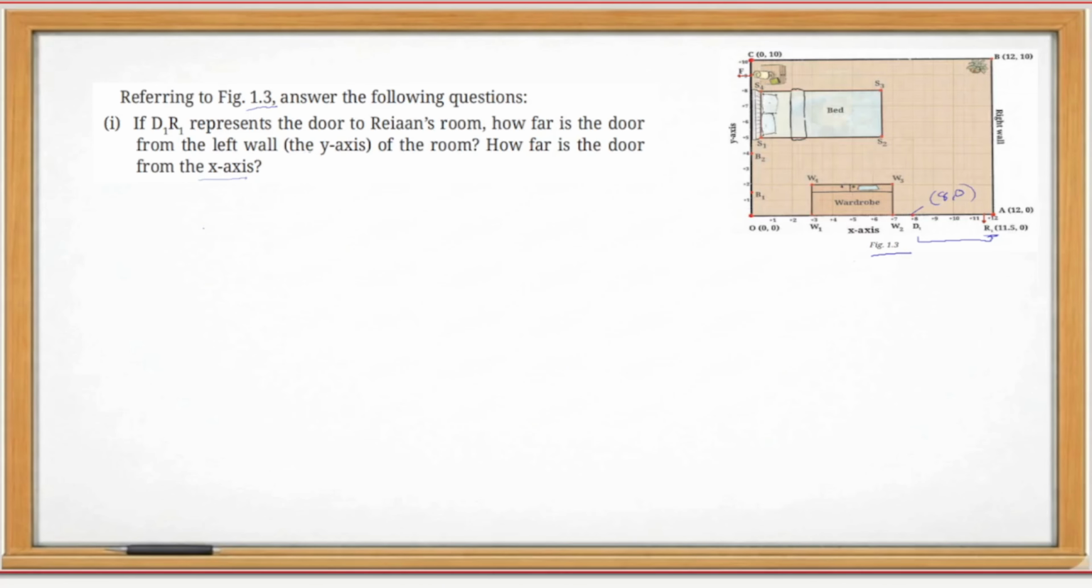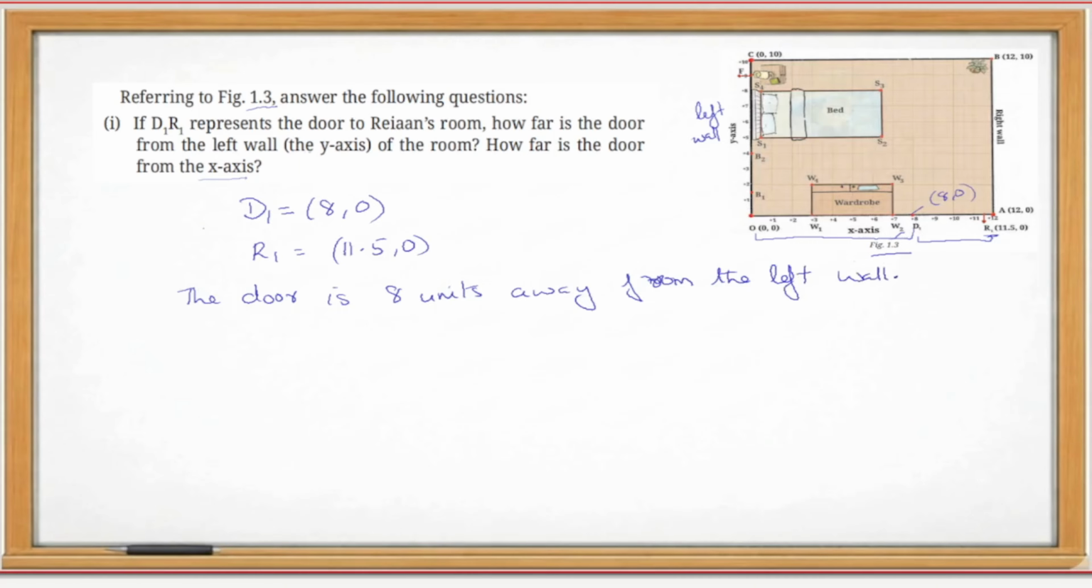So how far is the door from the left wall? This is the left wall, and you have to find how far this door is from the left wall. So this distance we have to find. First I'll write the coordinates: D1 is equal to 8 comma 0, R1 is equal to 11.5 comma 0. Now if you look, how far is it? It is 8 units. So we can write that the door is 8 units away from the left wall.